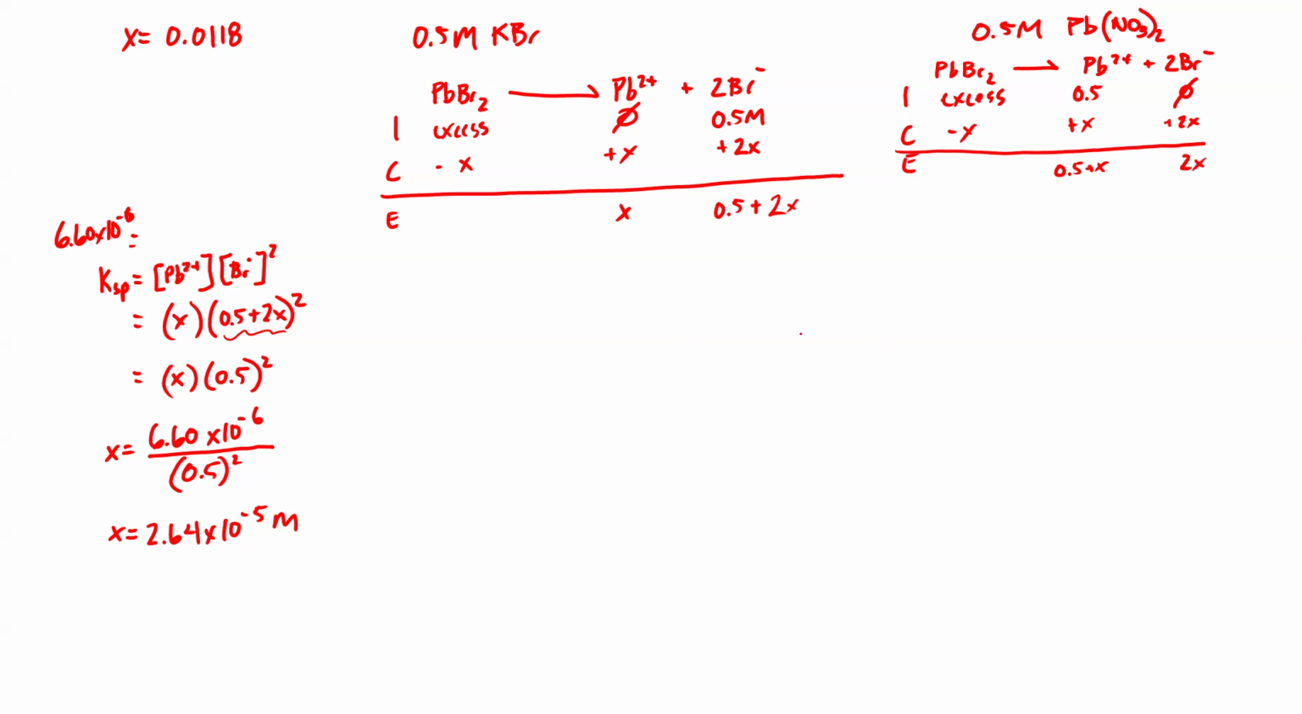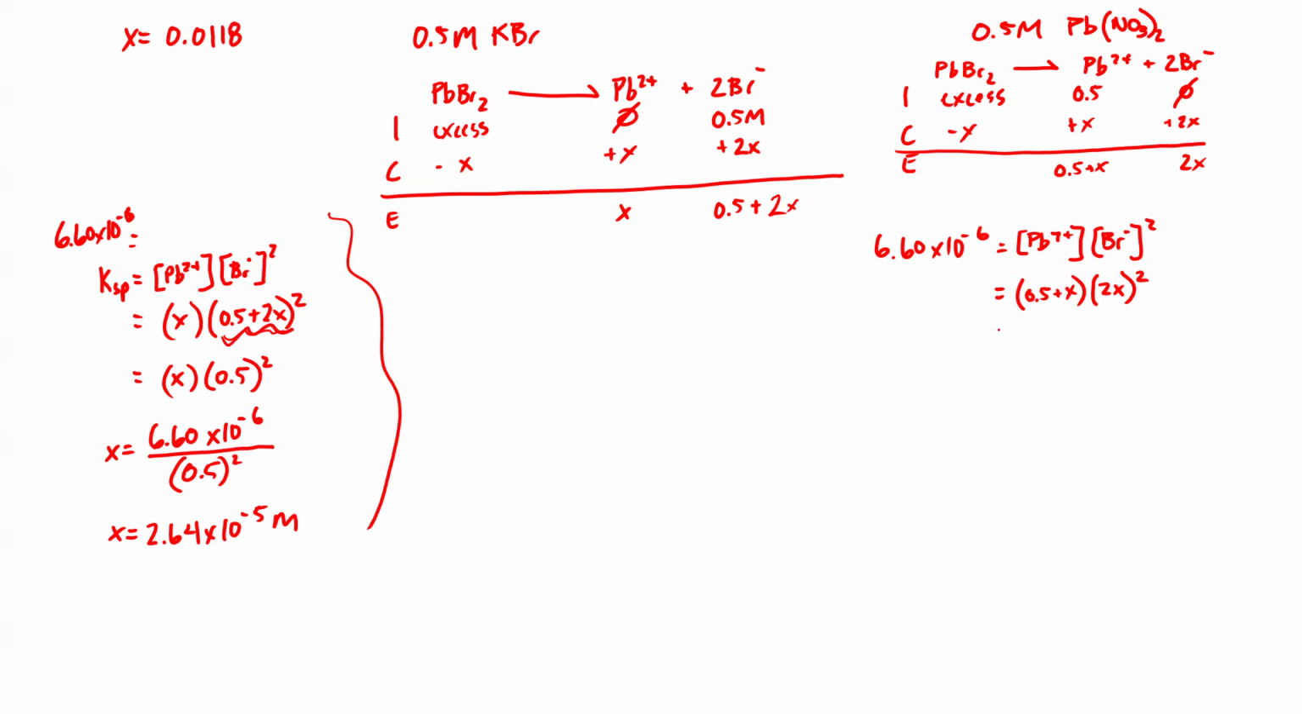Okay, so now we're going to take this same expression that we have over here, and we're going to do the exact same thing, but we're going to make some tweaks to it. So our Ksp is still 6.60 times 10 to the negative 6, because we're asking about how much of that PbBr2 goes into solution. That's equal to Pb2+ times Br- squared. Here, this Pb2+ is going to be 0.5 plus x. Br- is going to again be 2x squared. Now, just like we did over here, we can drop the plus x. So this is going to be 0.5, and this is going to be 4x squared. That's equal to 6.60 times 10 to the negative 6.